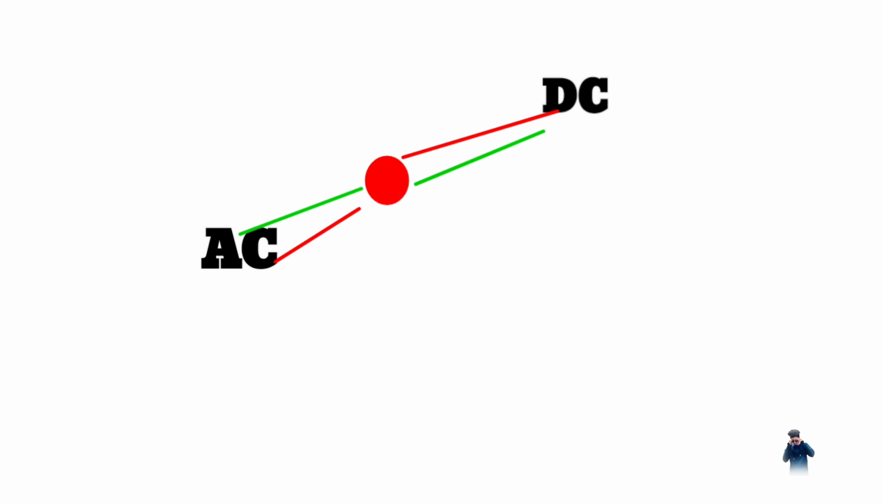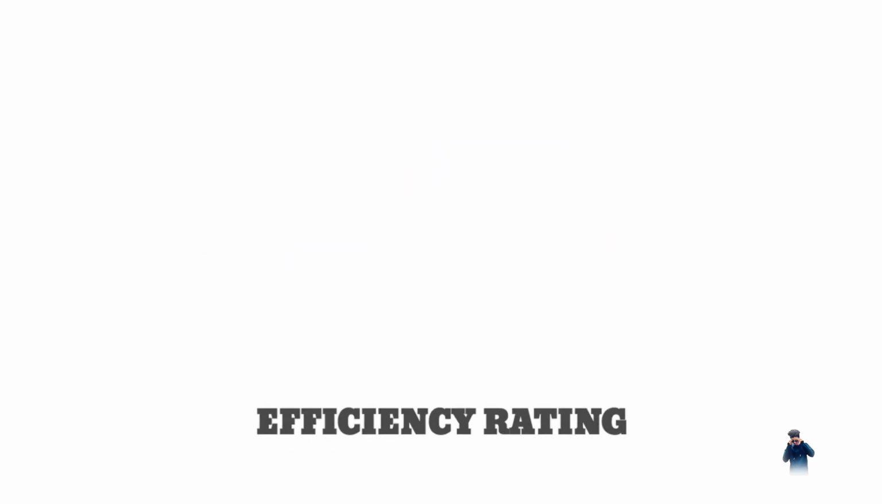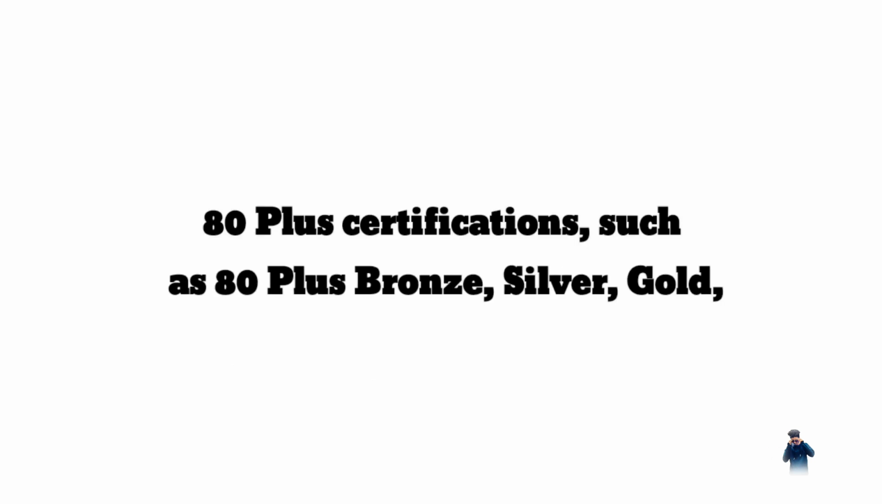Efficiency ratings. PSU efficiency refers to how effectively it converts AC power from the wall outlet into DC power for the computer. Efficiency ratings are typically labeled as 80+ certifications, such as 80+ Bronze, Silver, Gold.